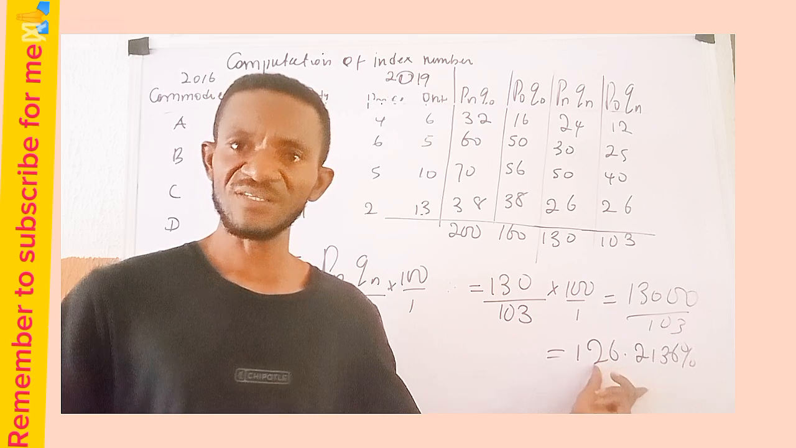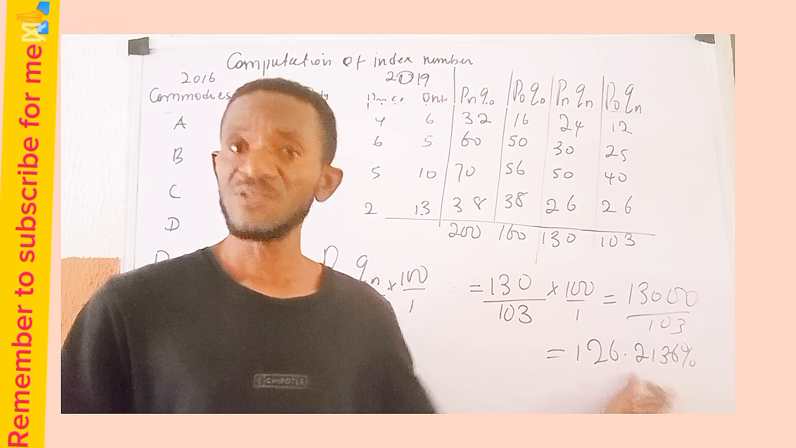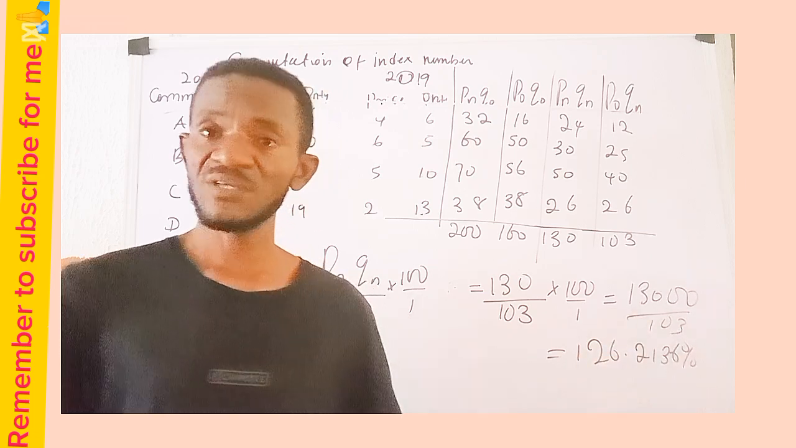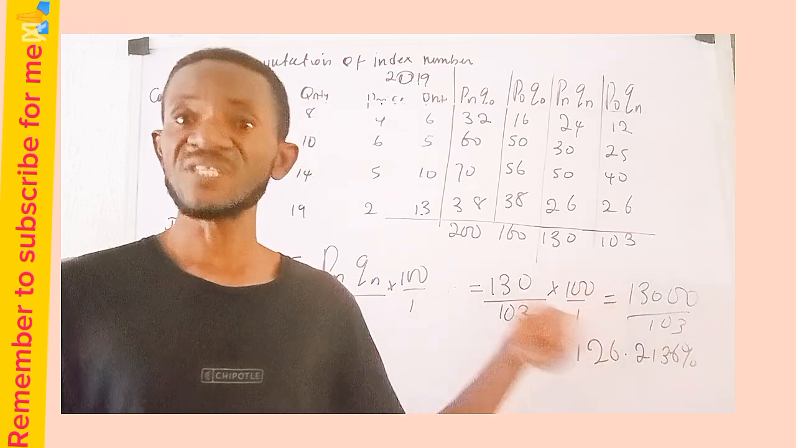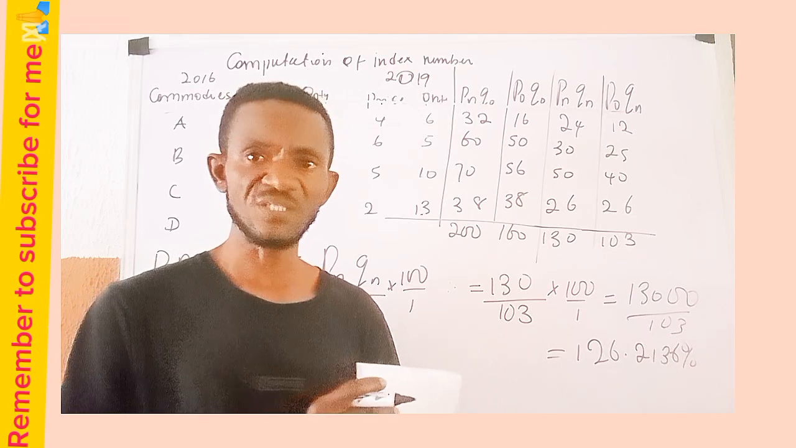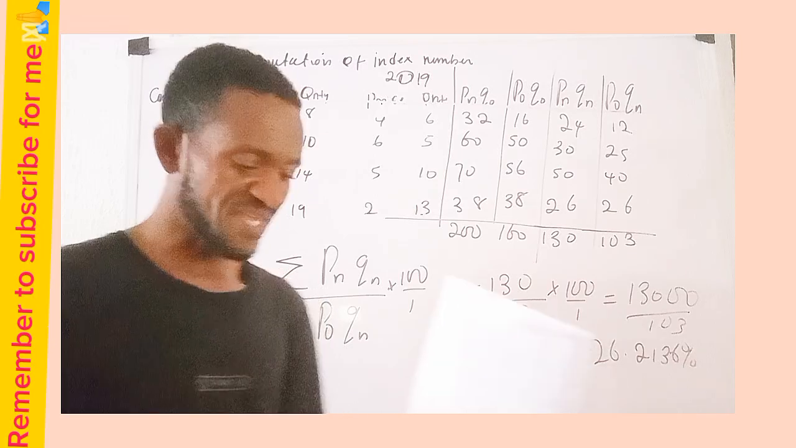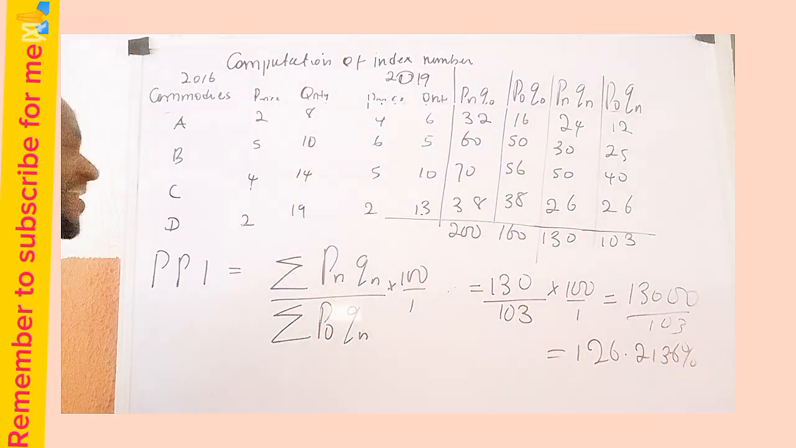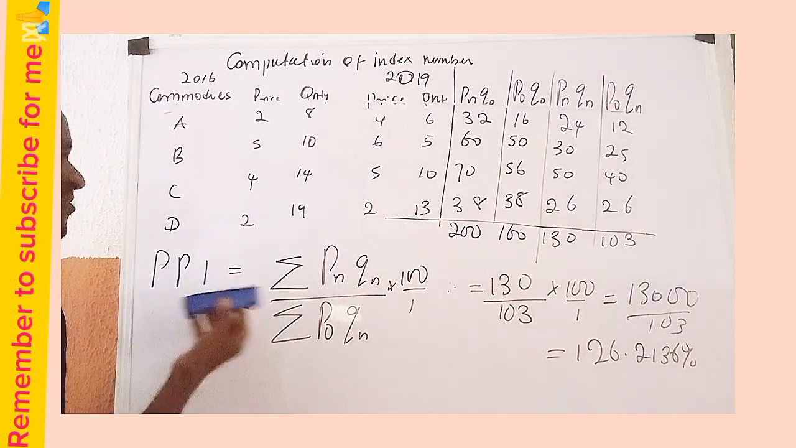The explanation is just the same thing. If you want to explain it, subtract 100% from this, you are left with 26 point something. And you talk about the aggregate increase in the prices of the commodities being 26% on the increase when compared with the prices in the base year. So we now quickly talk about the Fisher's Ideal Price Index. Fisher's Ideal Price Index. So permit me to clear here.